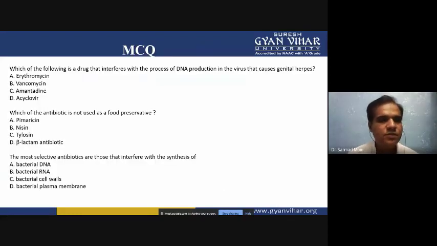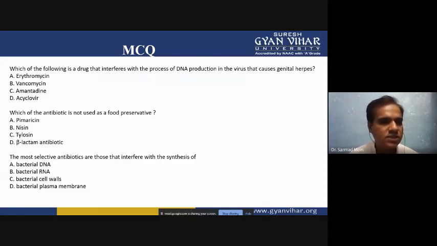Now we will see some important MCQs. The first one is: which of the following is a drug that interferes with the process of DNA production in the virus that causes genital herpes? Option A is erythromycin, option B is vancomycin, option C is amantadine, option D is acyclovir. You have to choose the right answer.